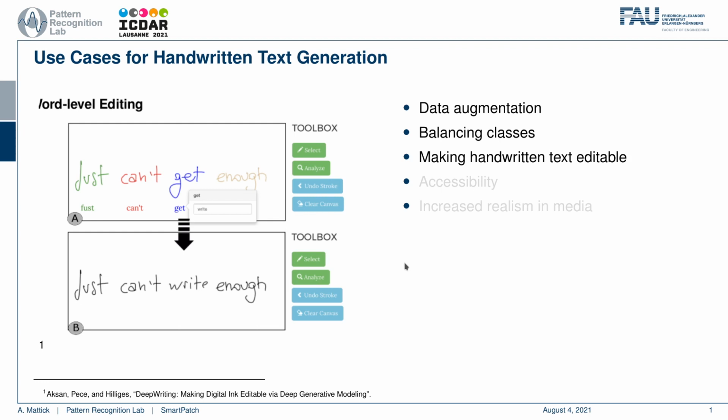We can also make handwritten text editable. For example, in this example from the paper Deep Writing, you can see that they are able to take this text, "just can't get enough", and change the "get" to "write". It's also useful for accessibility. For example, Parkinson's patients are now able to write in their own text again, and it's also useful for realism in media. For example, in virtual reality, you're able to take your own handwriting with you.